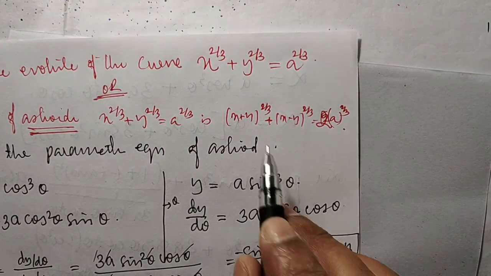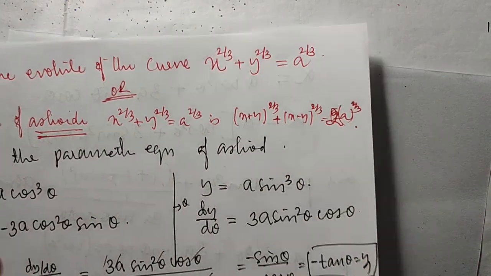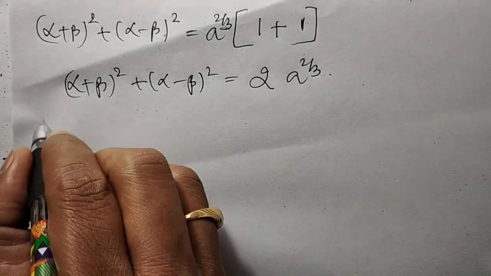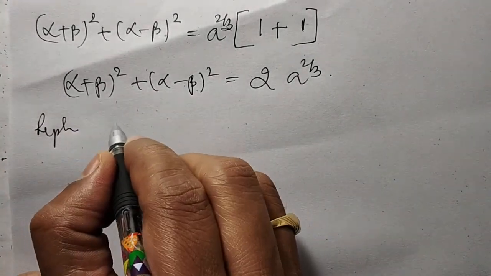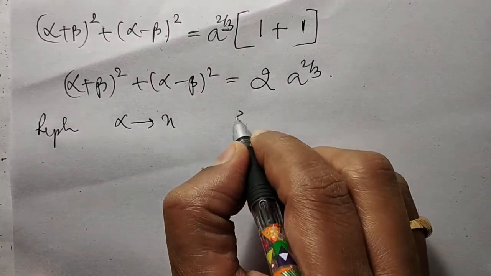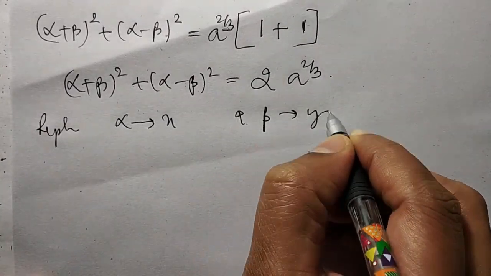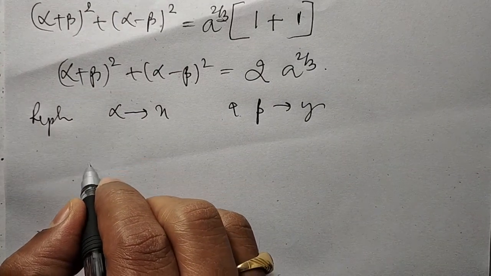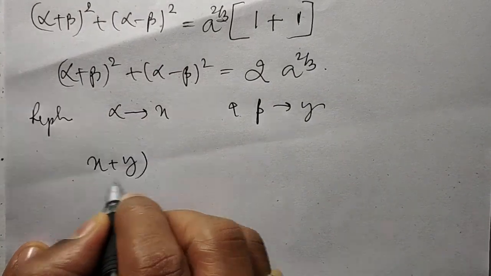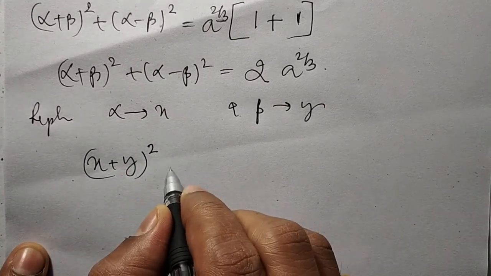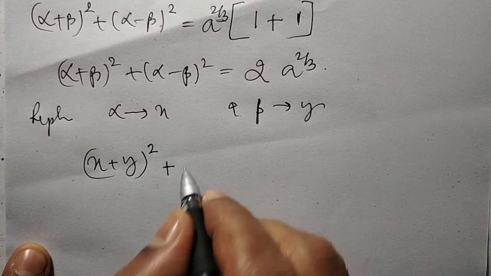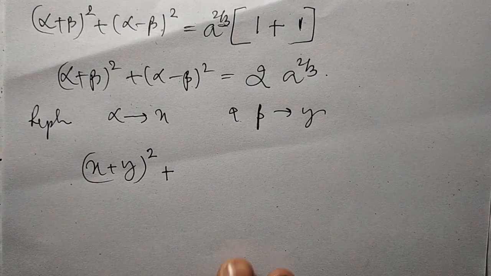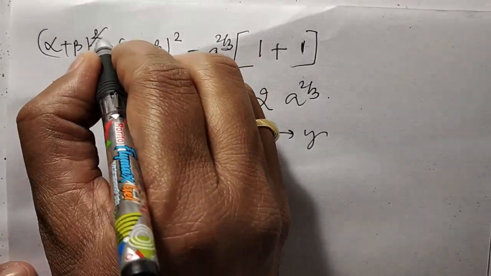Our result should be in the form of x and y. So what to do? Replace alpha by x and beta by y. When we replace this, then we'll be getting x plus y raised to 2 by 3.